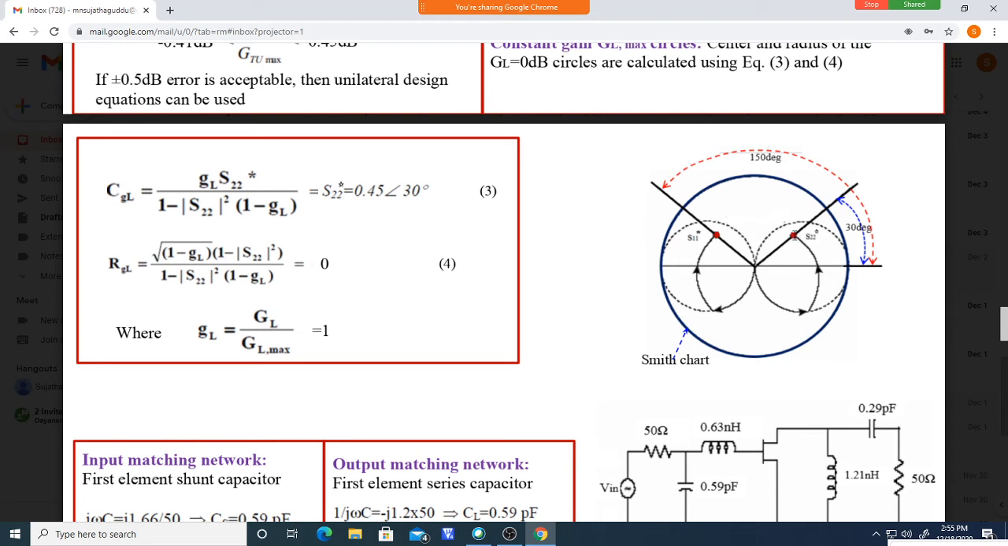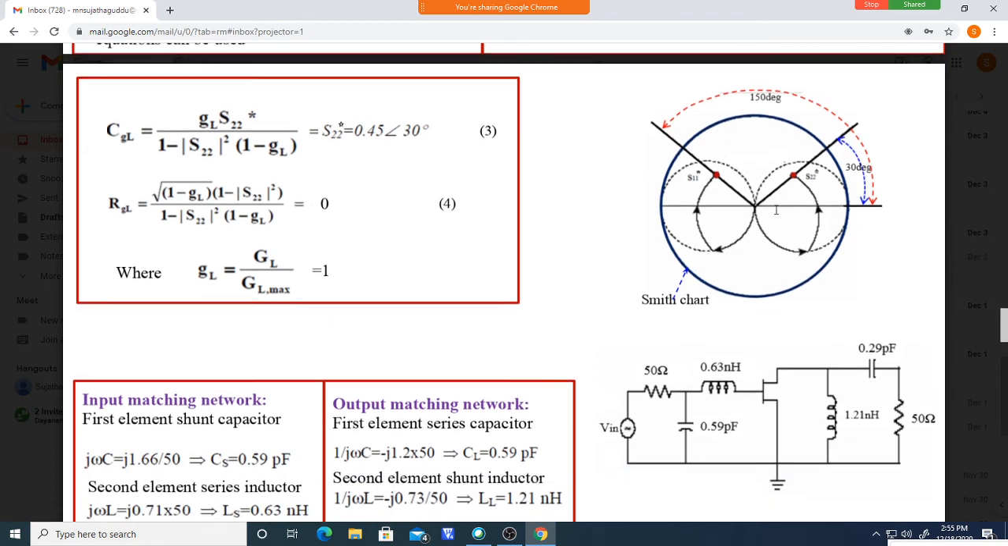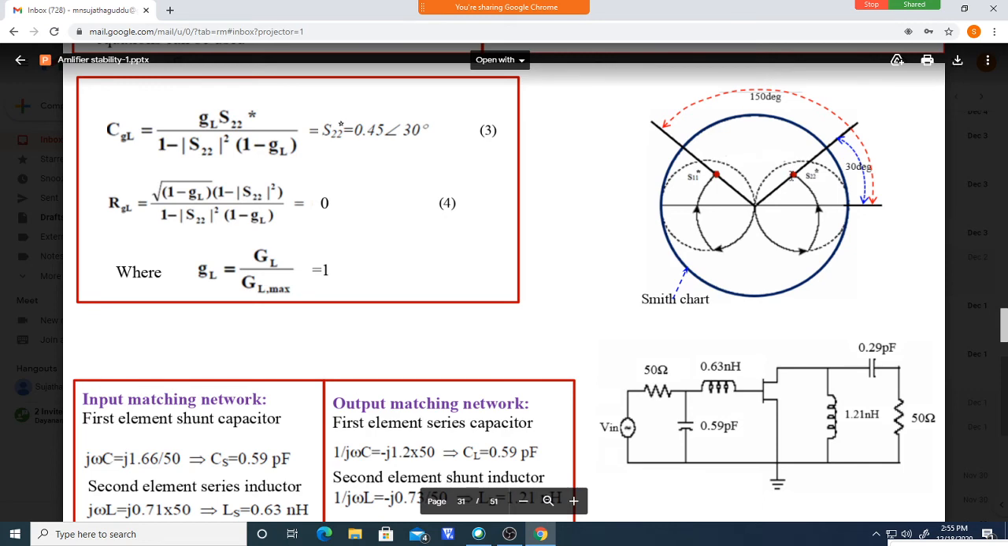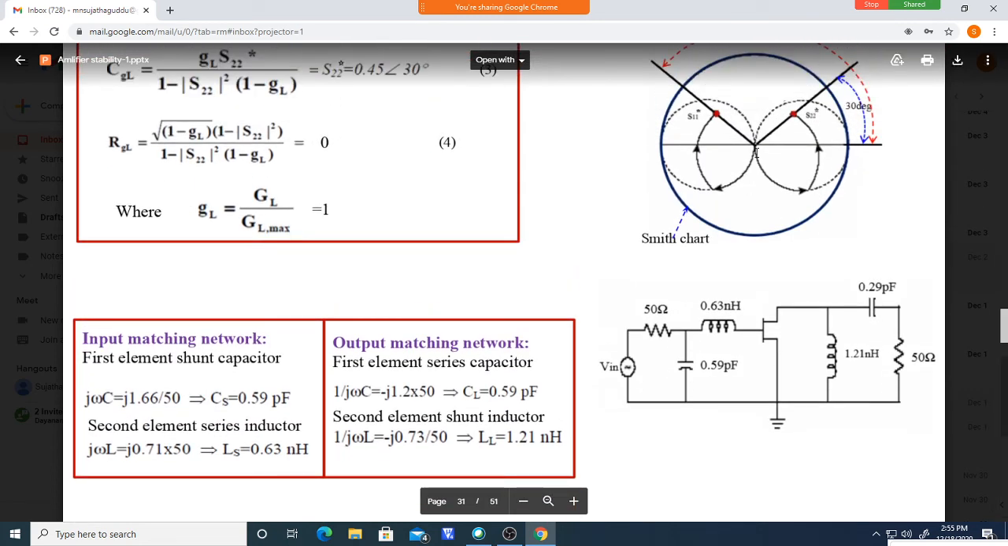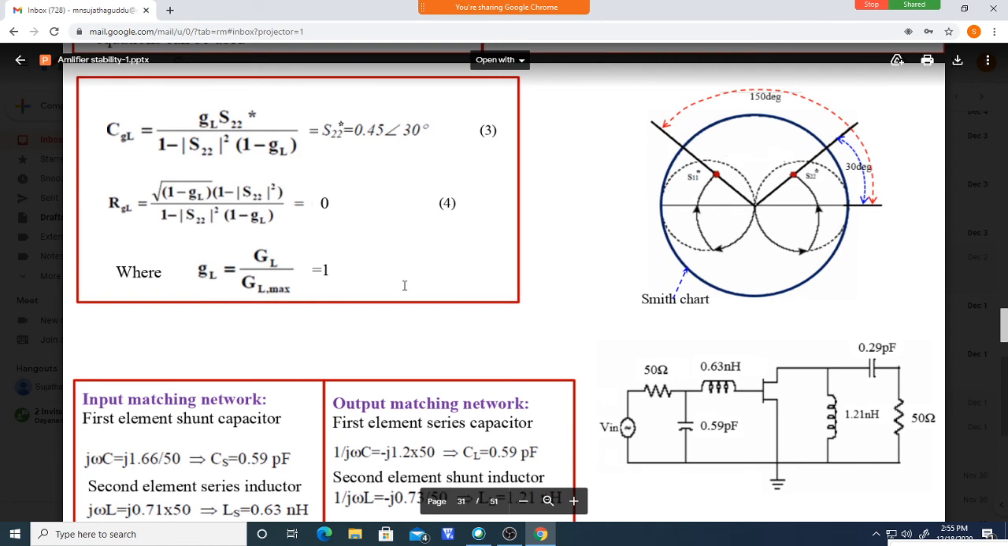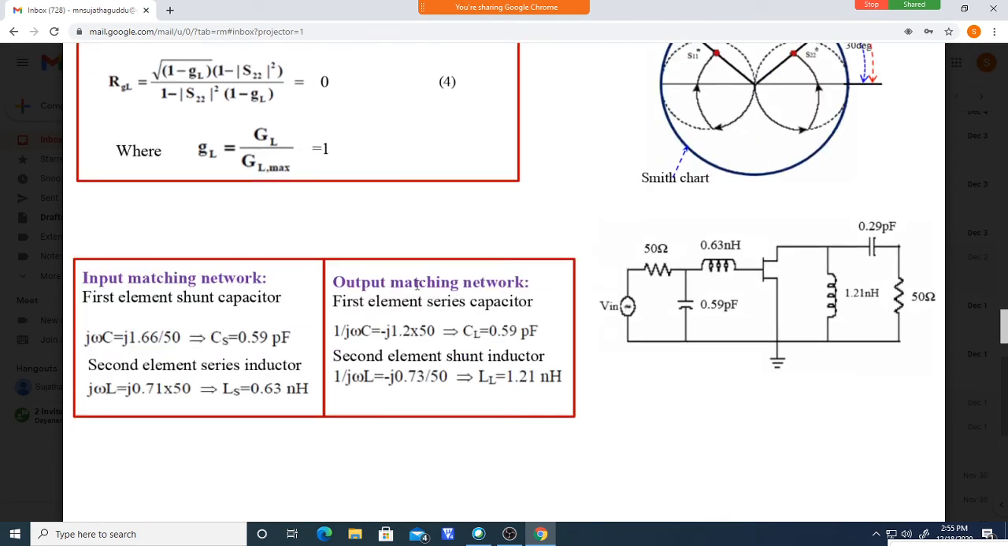This value itself you should take as the load. So from the center you move like this and like this to this point. You will get this. Similarly, from here you move like this to this value, so that is added to this. So maximum gain amplifier design is easy. I have done this.